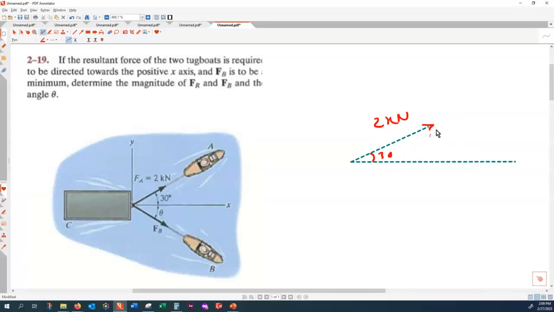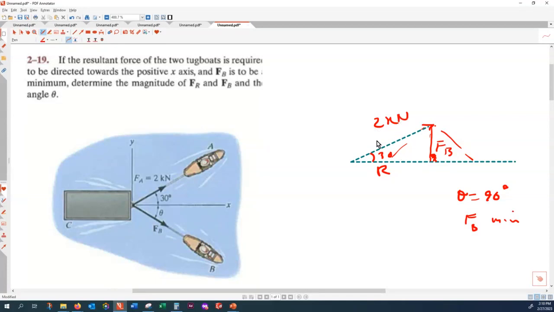Otherwise, for any other FB, the third side of the triangle would be FB. You could have FB like that, like this, or like that. The minimum FB is when FB is perpendicular to this one. So that is the resultant, and this is FB. Now, how does theta come into this? Theta is the angle between FB and the x-axis. So this is theta, and when theta becomes 90 degrees, FB is minimum. And that we can easily solve, right?